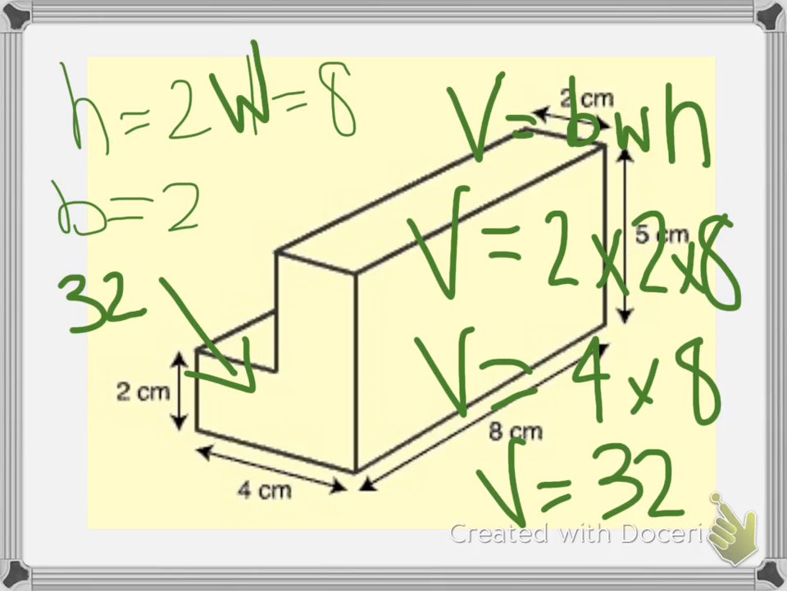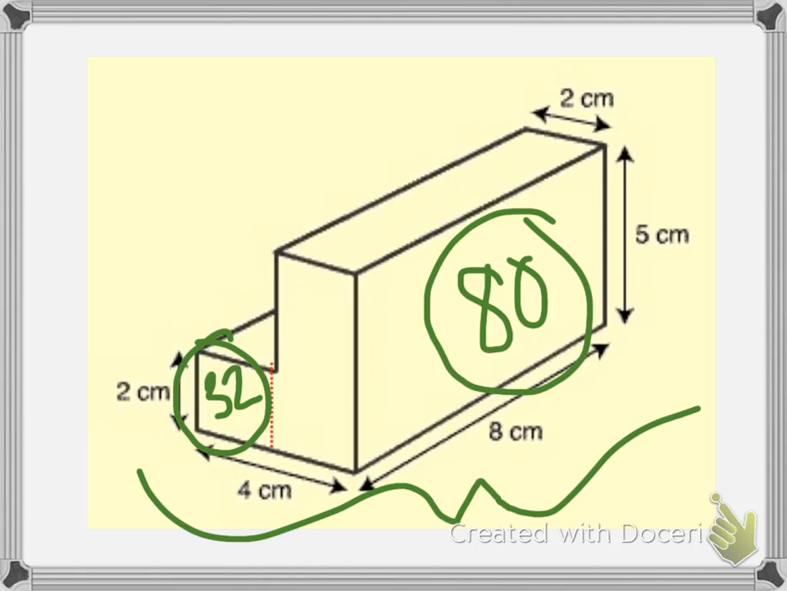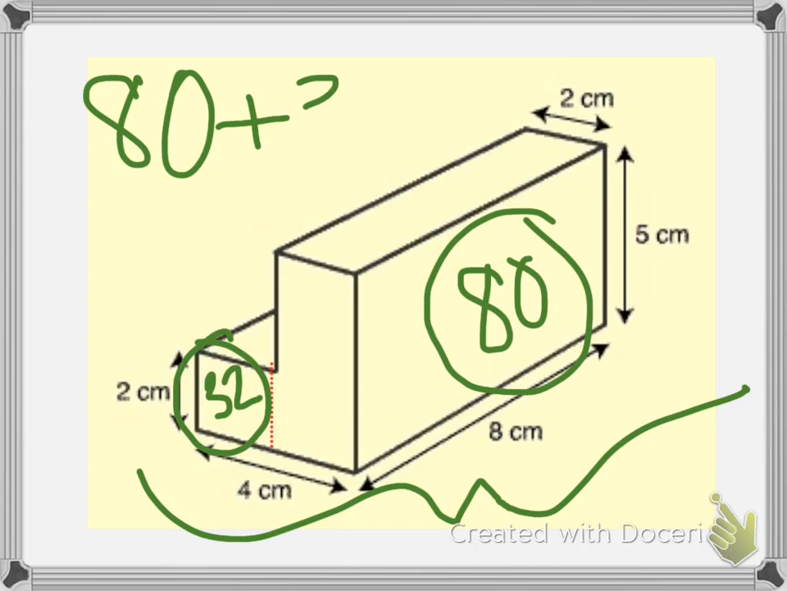Now, the question is, how do we find the entire volume? Since we know that this volume is 80 and this one is 32, to find the volume of the entire thing, we just add these two volumes. So 80 plus 32 is equal to 112.